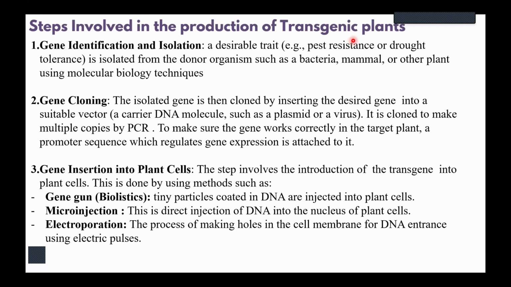Now, talking about the overview of the production of transgenic plants, we have gene identification and isolation. First we have to select the gene of interest from our source, and then we have to isolate it. Isolation can be done by using molecular biology techniques such as PCR. We can do gene cloning, in which we amplify the gene of interest so that we have enough of it to introduce into the host. In gene cloning, we have methods such as PCR, where we create multiple copies of the target gene.